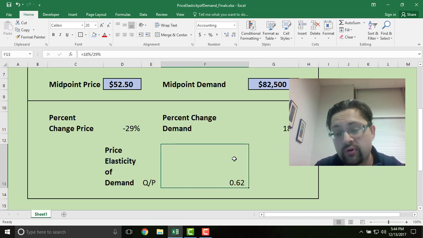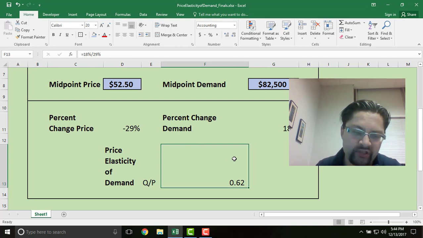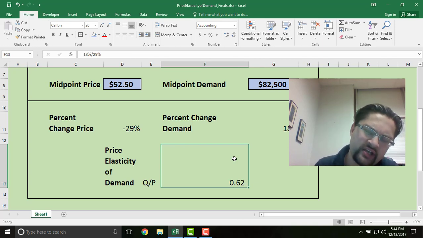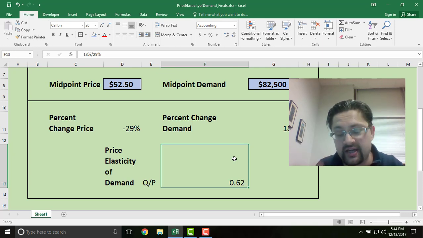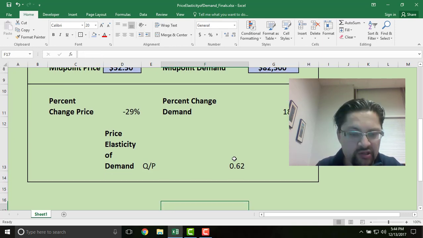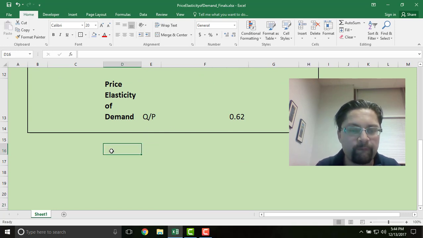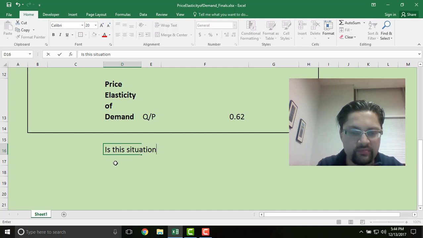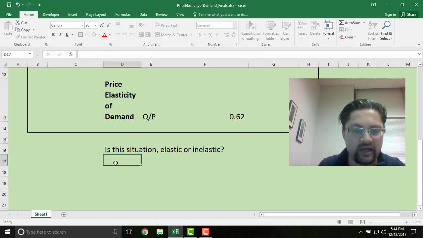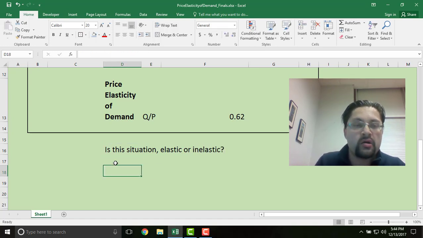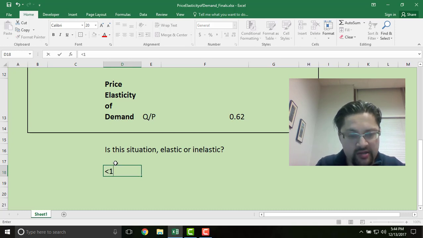Now, I would like you to put it in 0.62 so that I can see that you're really looking at the numbers as greater than 1 or less than 1 instead of 100%, because that's how you're going to evaluate it in this final step. Okay, so the final step here is this situation: elastic or inelastic? Okay, so the rule of thumb is if it's less than 1, it is inelastic.